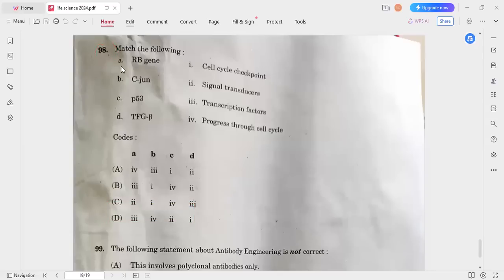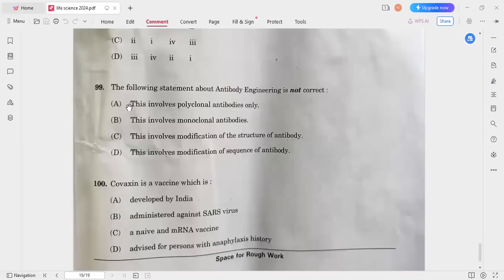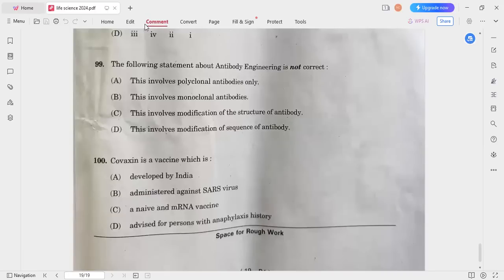Let's move on to that. Okay, 99 and 100, the last two questions. We are at the end. The following statement about antibody engineering is not correct. This involves monoclonal antibodies, correct. This involves modification of structure of antibody, correct. Involves modification of sequence of antibody, correct. It does not involve polyclonal antibodies only, because it involves monoclonal antibodies also. So that's why option A is the correct answer, which is not correct about antibody engineering, for question number 99.